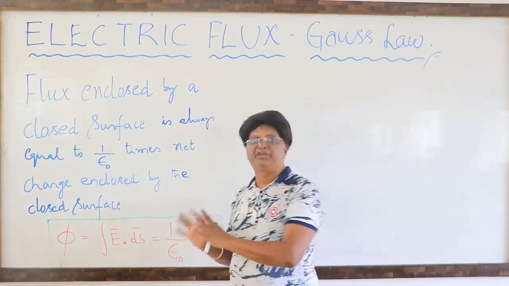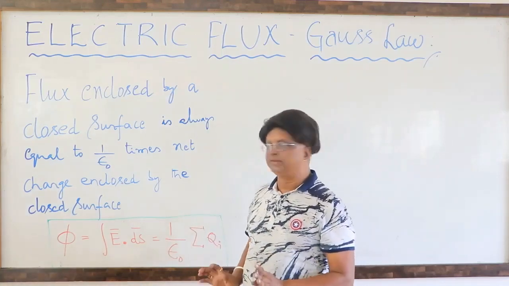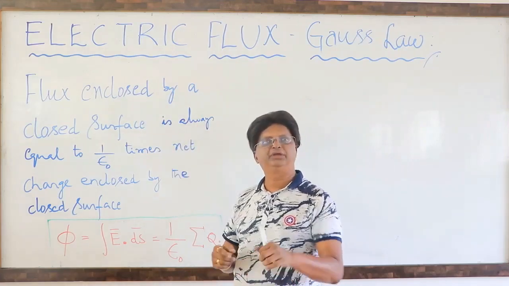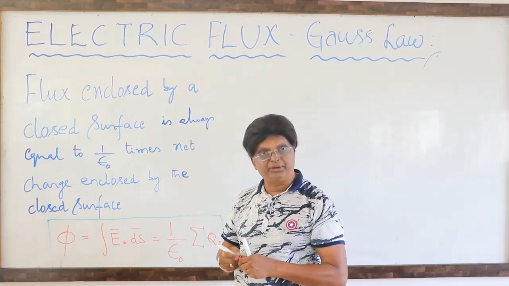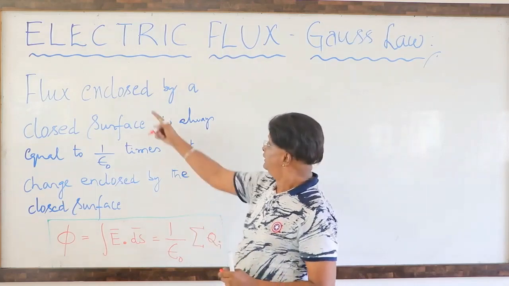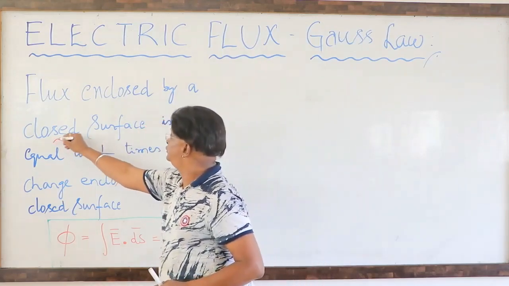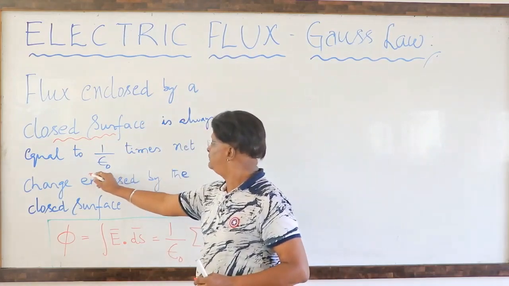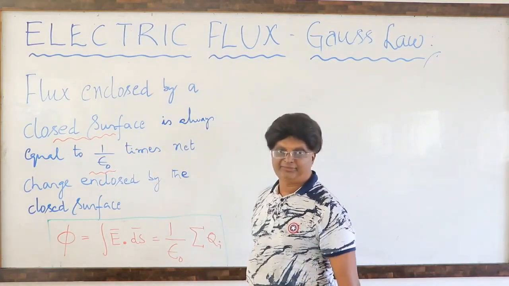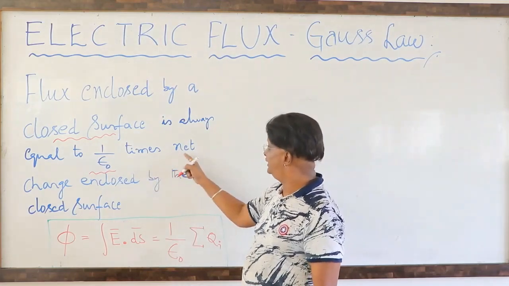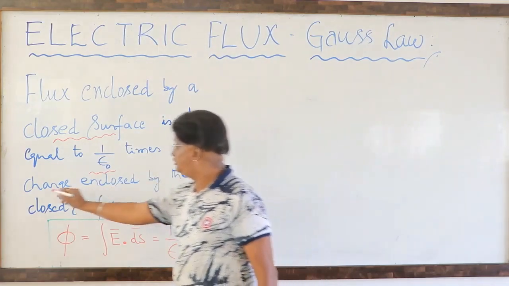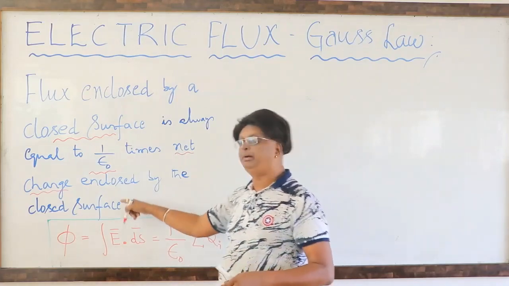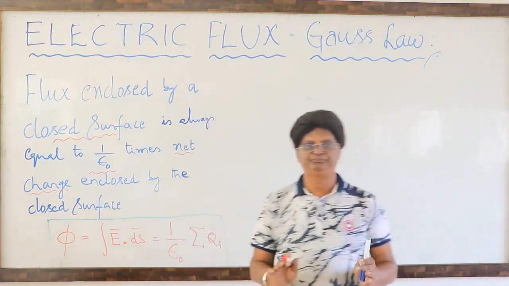Now here is the statement. Look at this statement: the flux enclosed by a closed surface. Here, a few important parameters. Underline that. Flux enclosed by a closed surface is always equal to 1 by epsilon naught times the net charge enclosed by that surface. That is the English part.